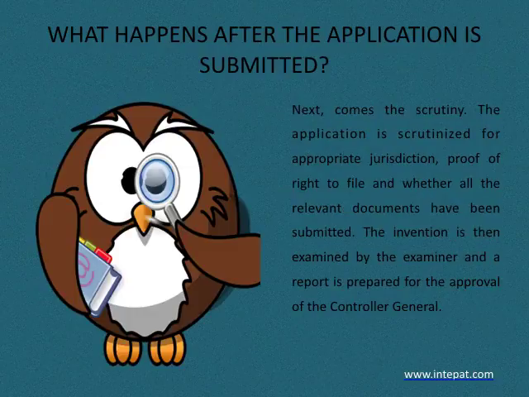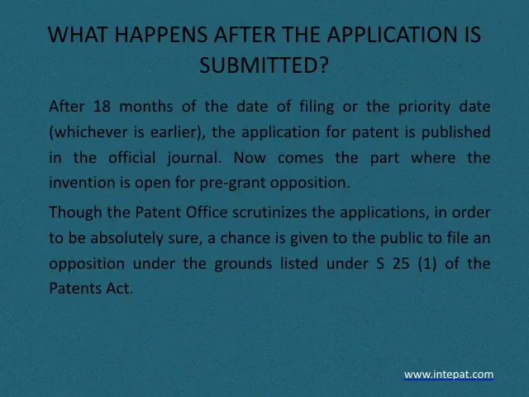Now, next comes the scrutiny, that is, your application is checked. The application is scrutinized for appropriate jurisdiction, proof of right to file, and whether all the relevant documents have been submitted. The invention is then examined by the examiner and a report is prepared for the approval of the Controller General. Now, after around 18 months of the date of filing or the priority date, whichever is earlier, the application for patent is published in the official journal.